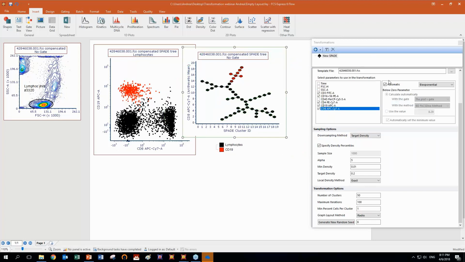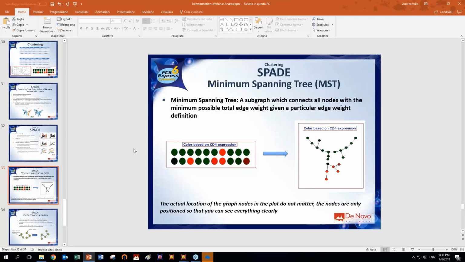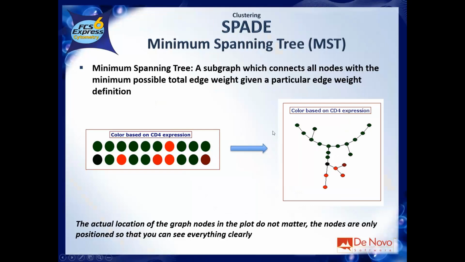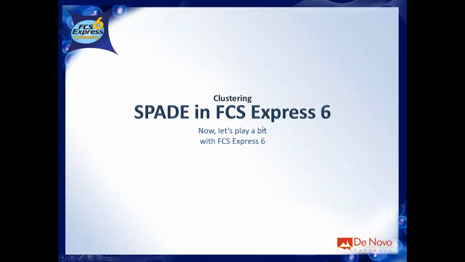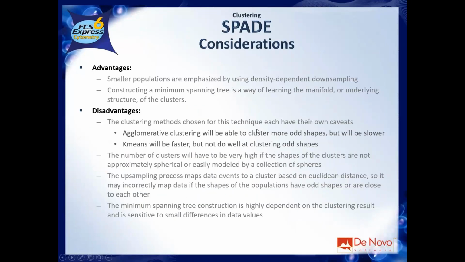Okay, I think we are almost at the end. Advantages of SPADE: thanks to the density-dependent downsampling, the smaller populations are emphasized. The minimum spanning tree is a good way to have information about the general structure of your data set.